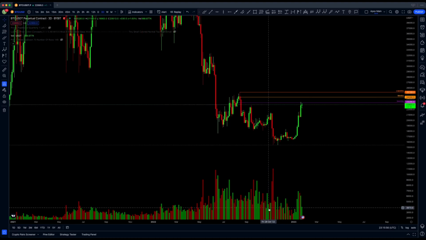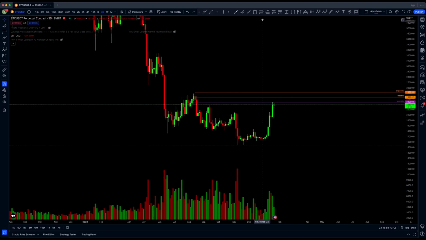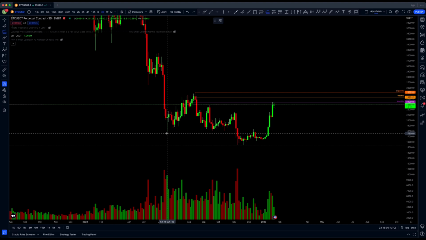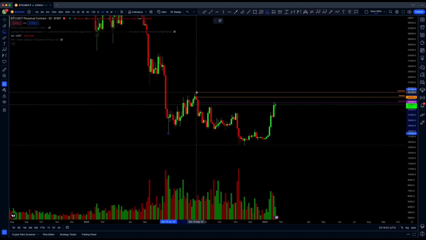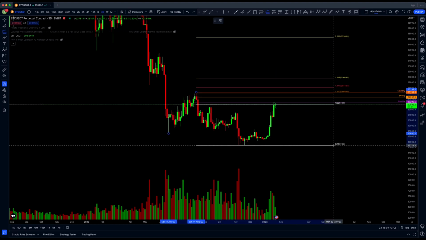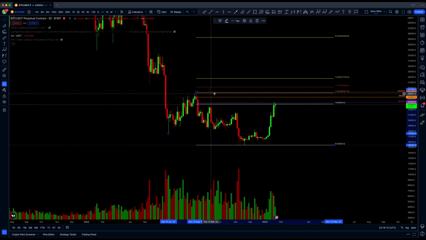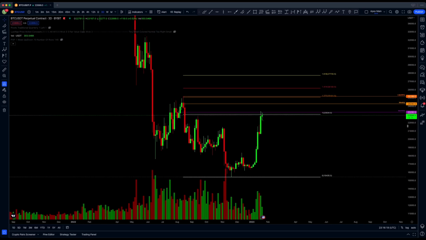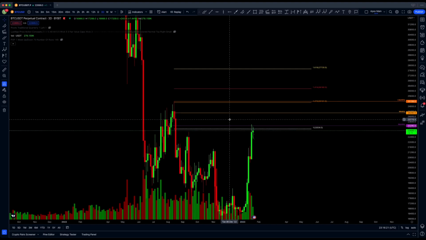I'm just going to zoom in a little bit so it's nice and clear. If we take our Fibonacci extension and we go from the swing low, swing high, back to the swing low, you can also see the 1.272 right on that same point of where the liquidity is, just above.